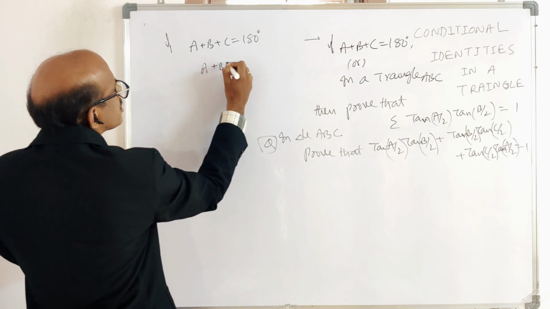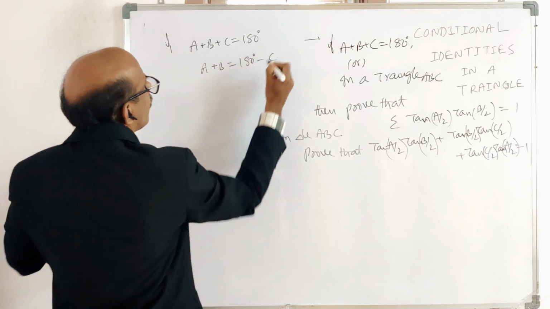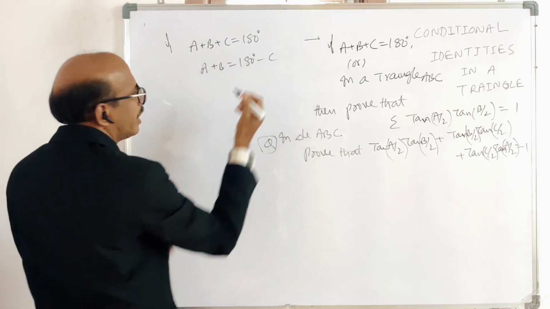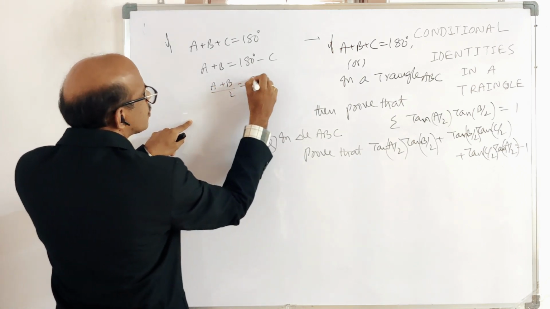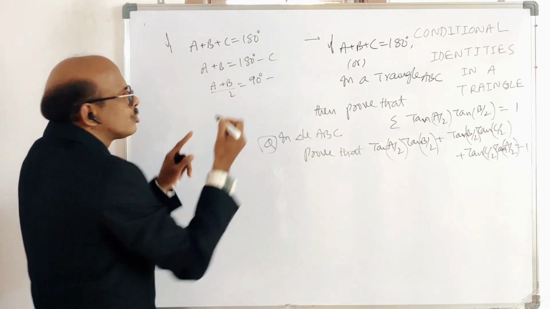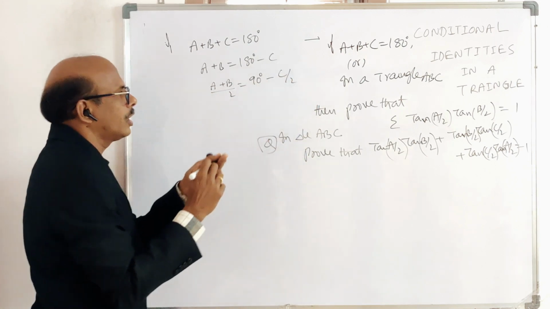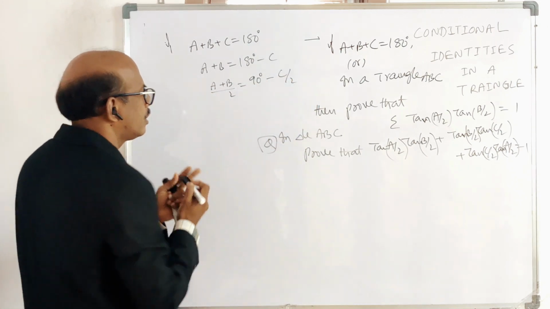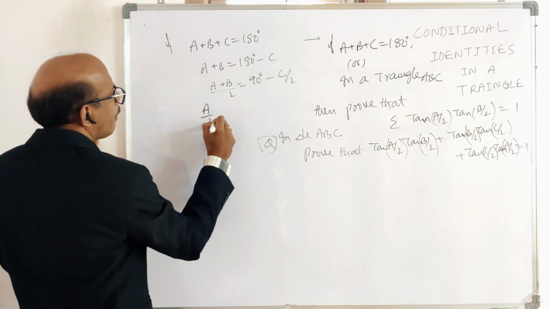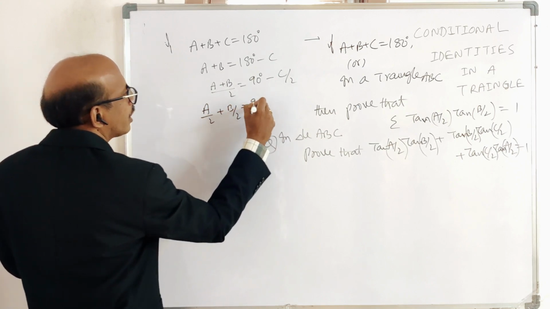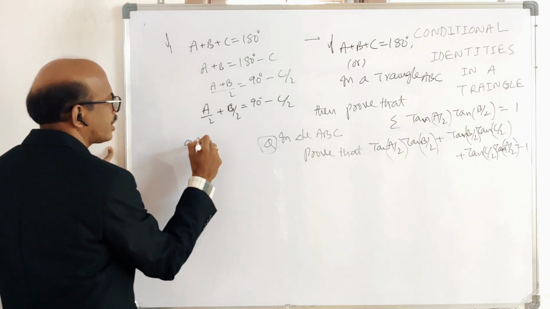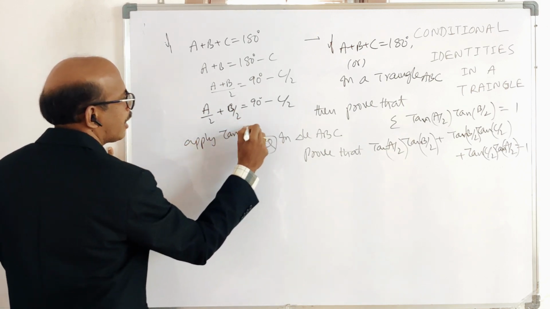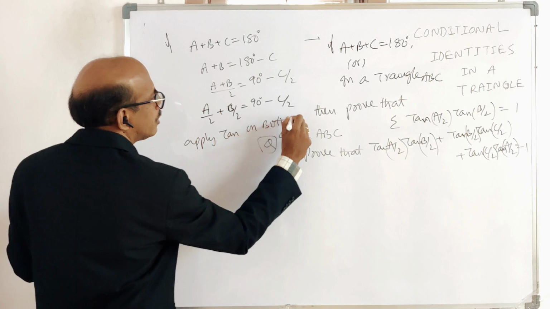Concentrate. If A plus B plus C is 180, then A plus B equals, by rearranging C to that side, 180 minus C. Divide both sides by 2. A plus B by 2 equals, dividing by 2, 90 minus C by 2. I think you catch my point here. A by 2 plus B by 2 equals 90 minus C by 2. Now apply tan on both sides.